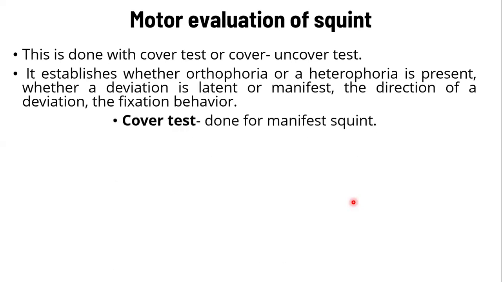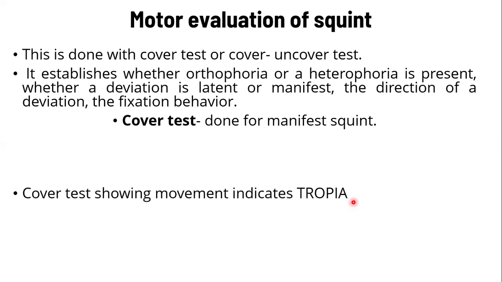Okay, so cover test is done for manifest squint. So for example, if the patient is having right esotropia, so I will do cover for the left eye and see whether the right eye will move or not. And in that case, the eye will move from inward to outward.